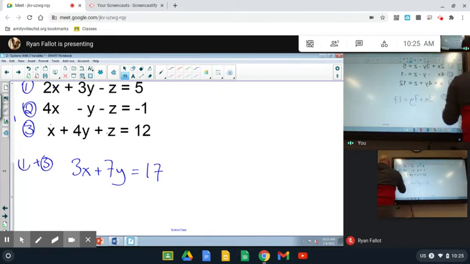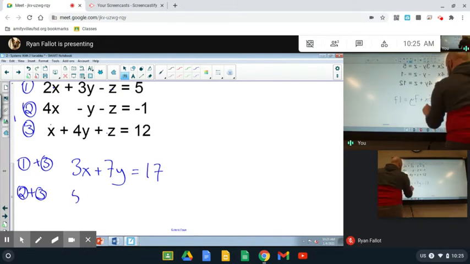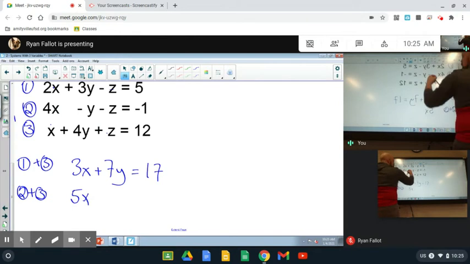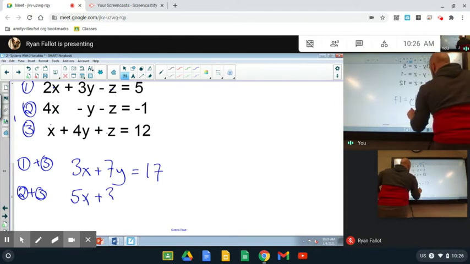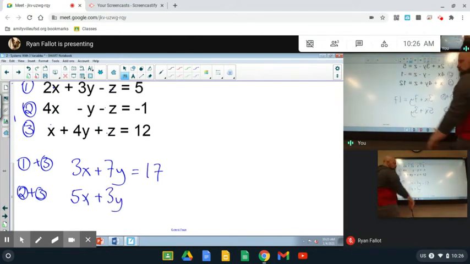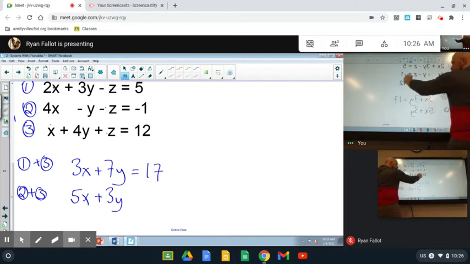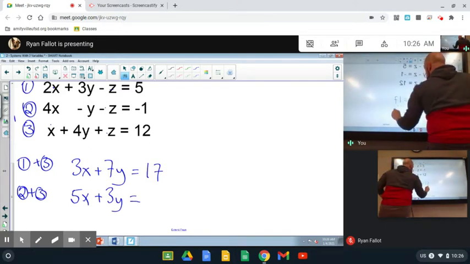1 plus 3. If we then go ahead and add together 2 plus 3, so we just added together 1 and 3. If we now add together 2 and 3, you get 4x plus x is 5x. Negative y plus 4y is 3y. Negative z plus z, those are going to cancel off and go away. And then we have negative 1 plus 12, which is equal to 11.